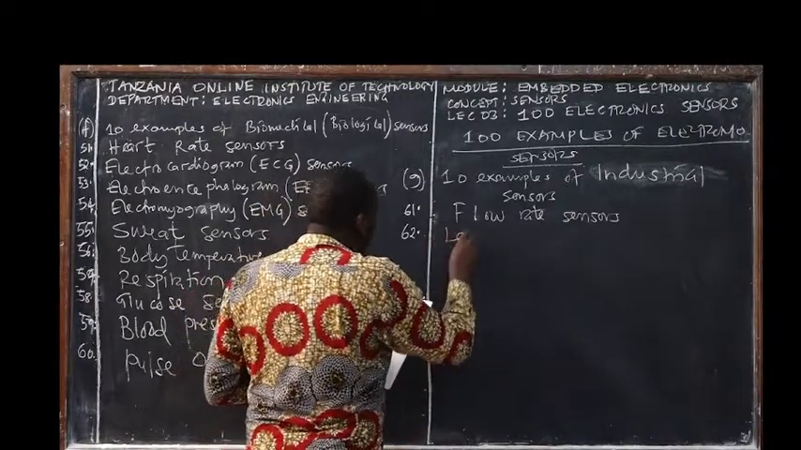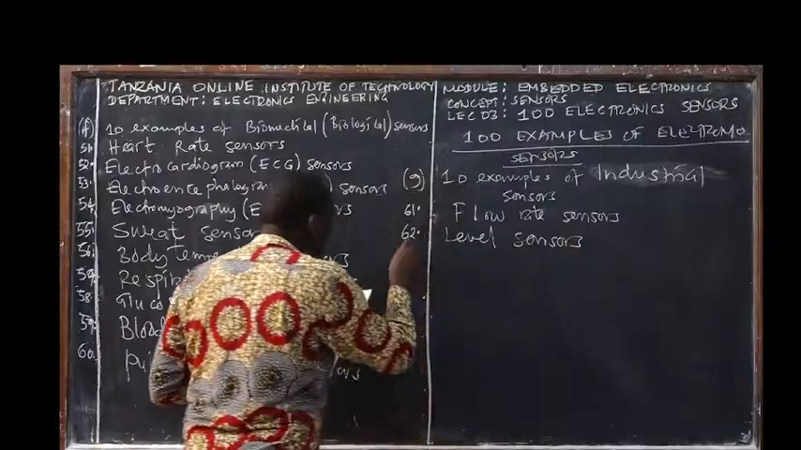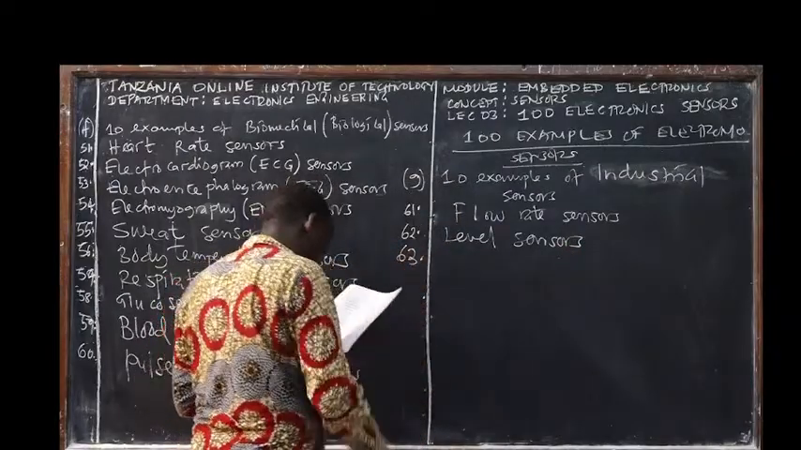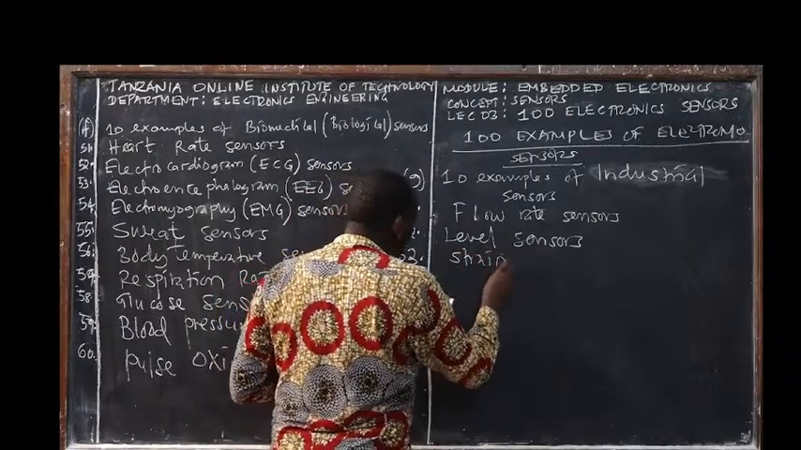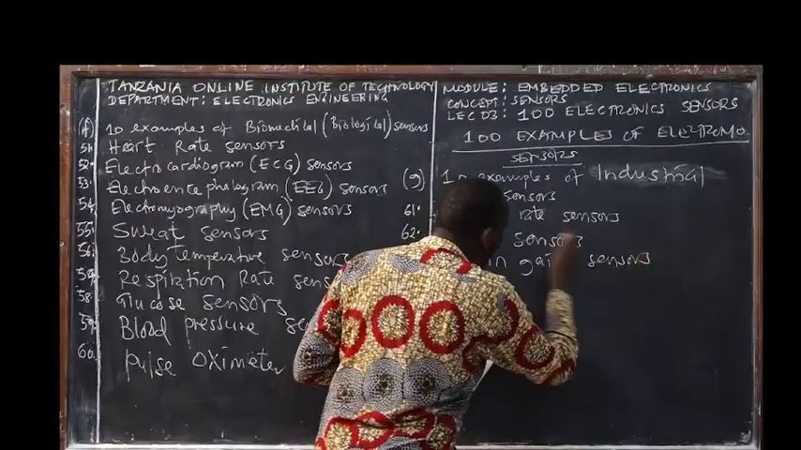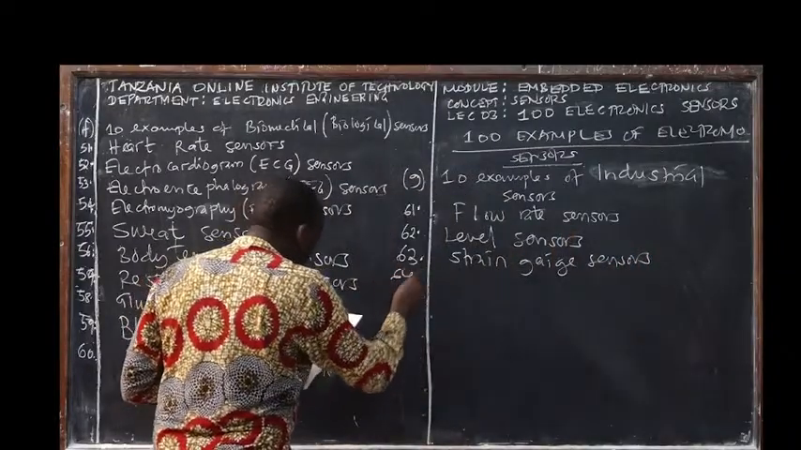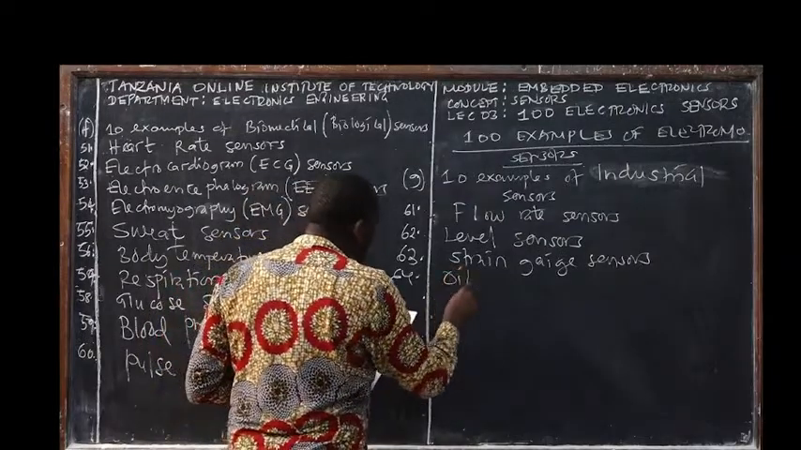Okay, the next one is called the level sensor. Say level sensors. The next one is called the strain gauge. Say strain gauge. So strain gauge, what is? Sensors. The next one, example 64, is called the oil quality.